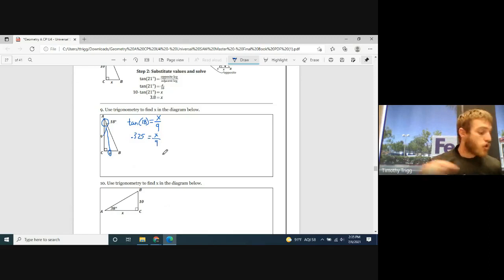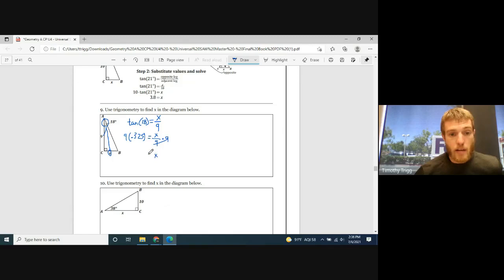All right, and please do put it in your calculator and follow along. Now to get x by itself, we multiply both sides by 9. Remember, you always multiply by the denominator, and then multiply this side by 9. So that'll give you x by itself over here on the right side, and on the left side, you get 2.92. And there you go. We just found the length of this leg.